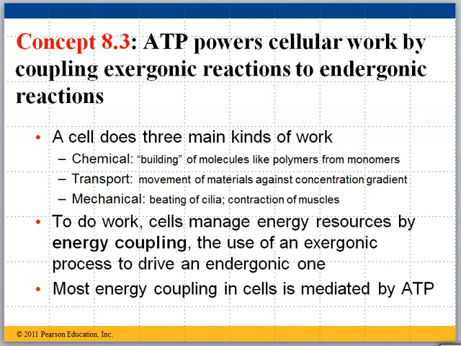The third type is mechanical, and that would be like motion. So the little beating of the cilia of a paramecium to move him around, or the tail of a sperm cell wagging its flagella to move around, the contraction of muscle cells. That's all mechanical work that cells have to do as well. We already know that ATP is kind of like the currency or the cash, the energy cash to get things done in the world of cells.